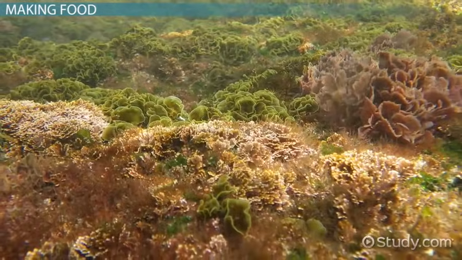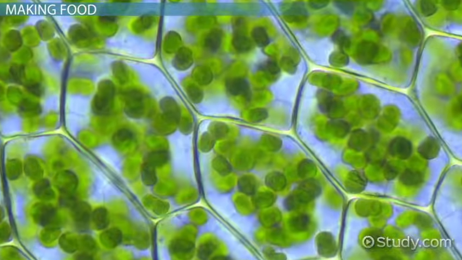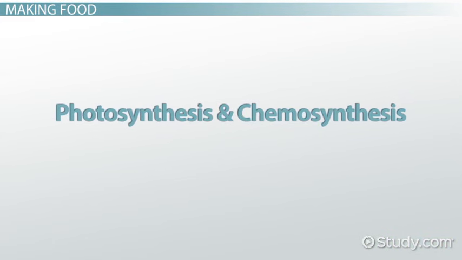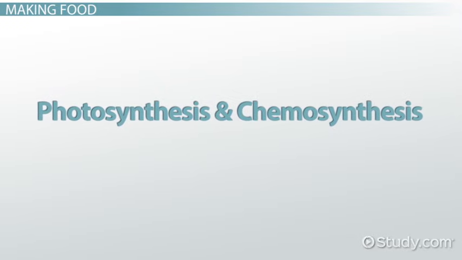Similarly, many living creatures use different processes for producing food. These processes are generally called photosynthesis and chemosynthesis. Let's go over their differences and the different organisms that use them.